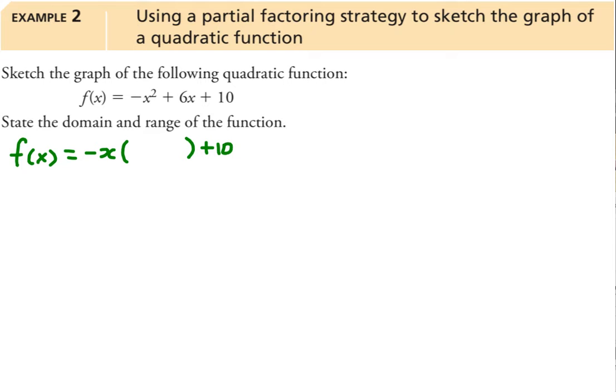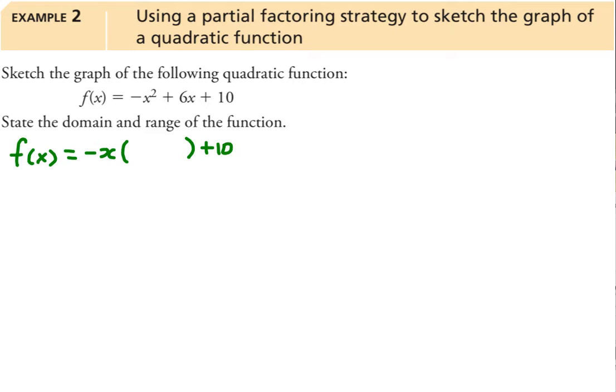In this example, we're going to sketch a graph of the following quadratic function. That function is f of x equals negative x squared plus 6x plus 10. So before we even do this, we know lots of things about this. We know the y-intercept is at 10. We know that it is concave down from the information that's there.